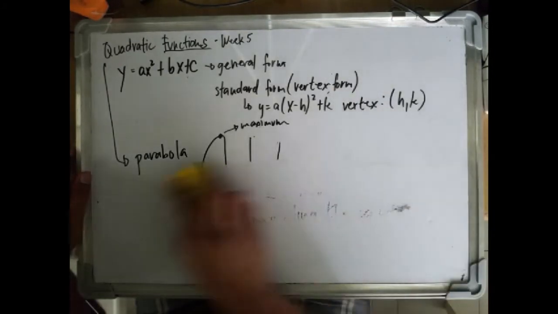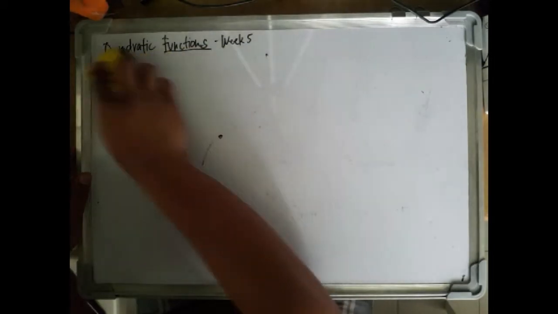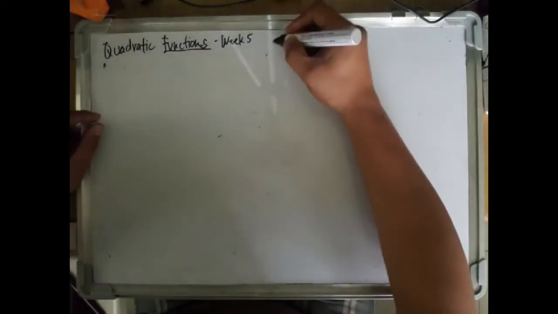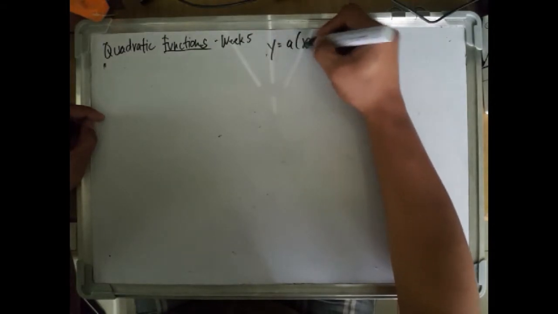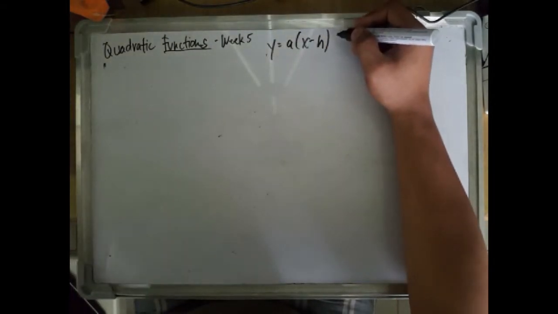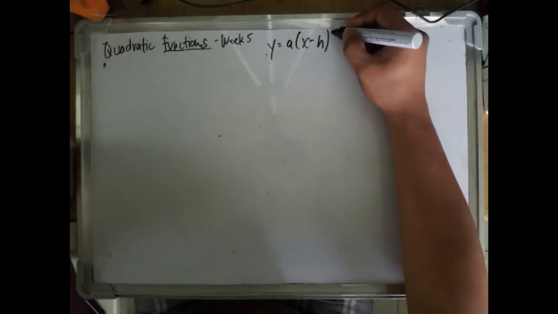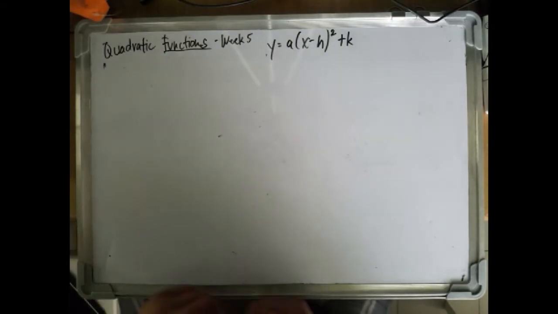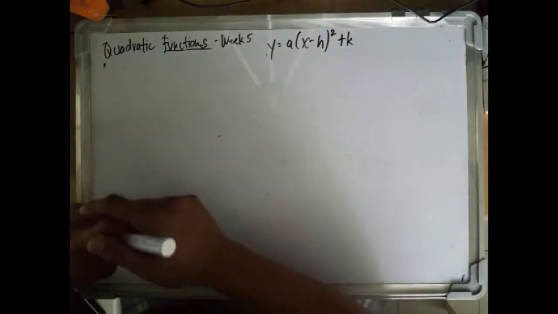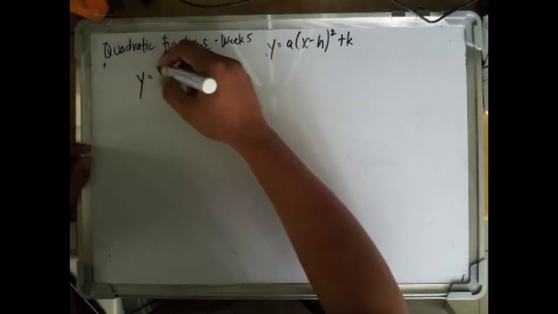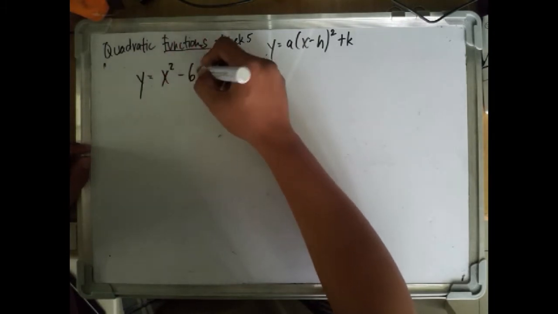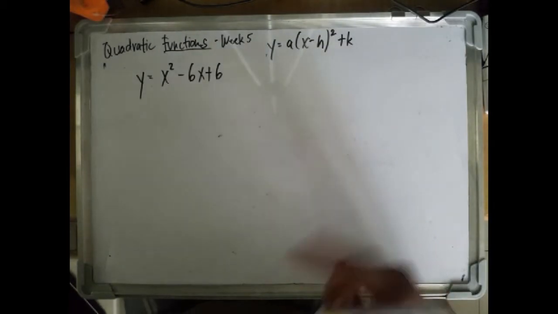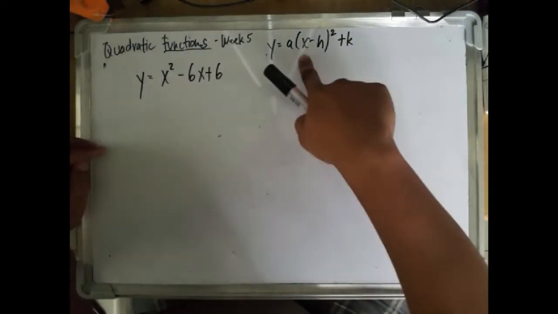Okay? So, paano yan? So, sulat muna natin. So, pakisundan ang ating mga steps. So, ang gagawin natin ay gantong format. Y is equal to a times x minus h squared plus k. So, gagawin natin ganito. So, for example, we have y equals x squared minus 6x plus 6. So, mapapansin natin, format siya ng ax squared plus bx plus c. Yung general form natin.